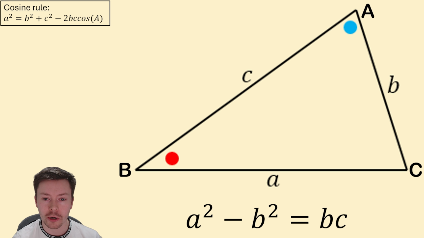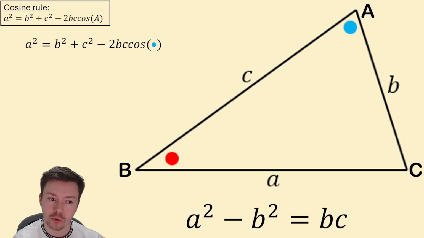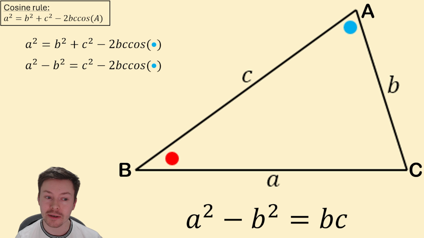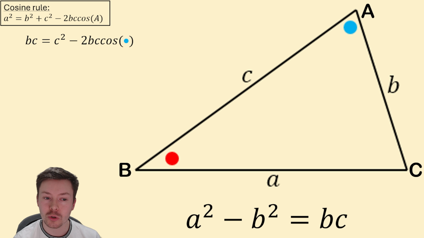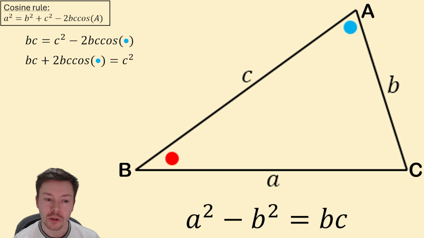So cosine rule, what I'm going to do is write the cosine rule in that a squared equals b squared plus c squared minus 2bc cos, and then I need to use the angle opposite the a side, so that is the blue angle. I'm now going to rearrange that, so I get a squared minus b squared equals c squared minus 2bc cos of that blue angle. I'm going to replace the a squared minus b squared with bc. So I've got bc equals c squared minus 2bc cos of the blue angle. I'm going to add 2bc cos of the angle to get it equals c squared now, and I've got c in all of that, so I can divide all of that by c.